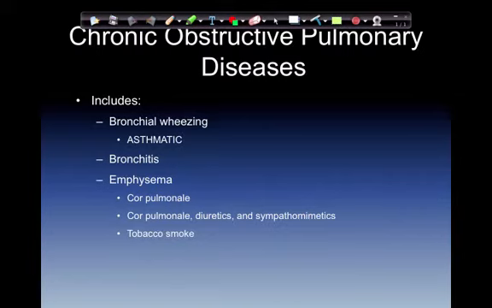COPD diseases. We have bronchial wheezing, and we come up with the term of asthmatic. So in asthmatic, there are several causes of this. This stands for an acronym. Asthma being the top one, stands for A. Stasis, stasis from blood, from a PE.